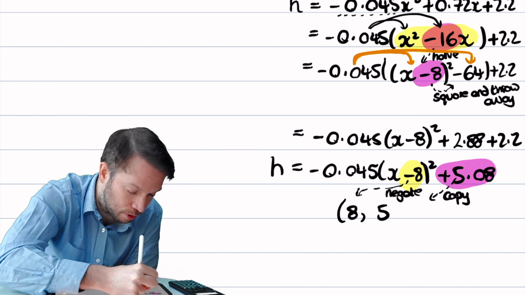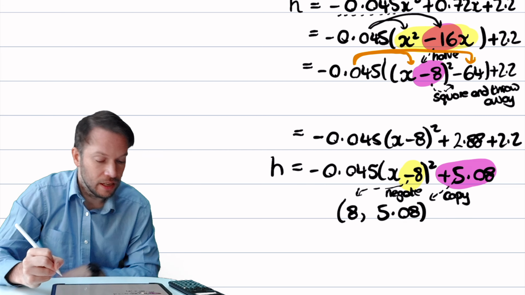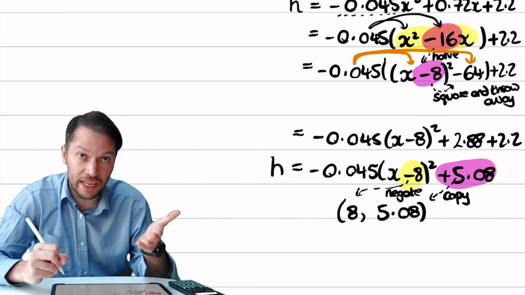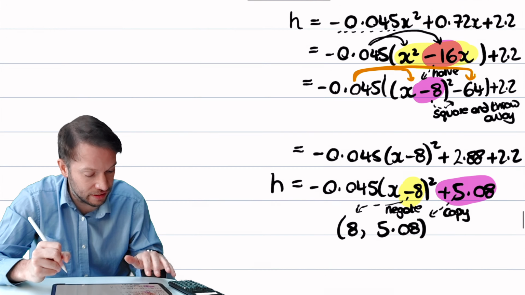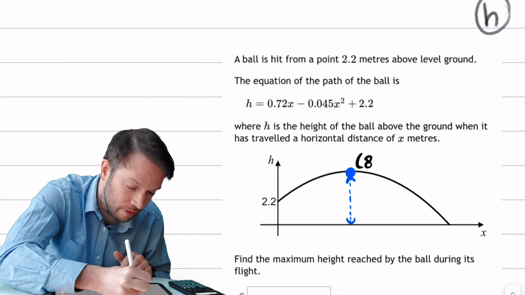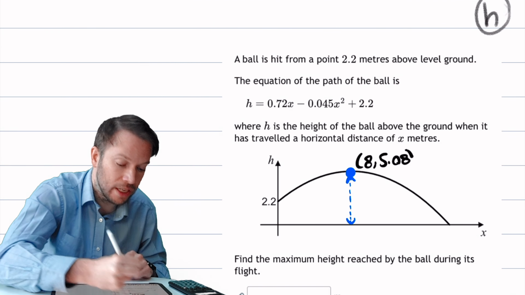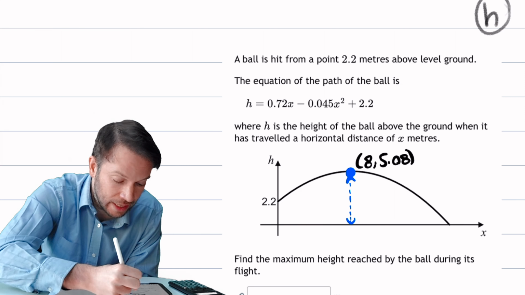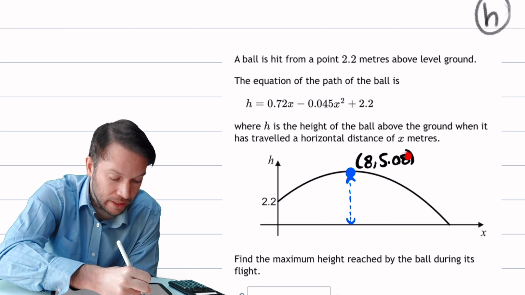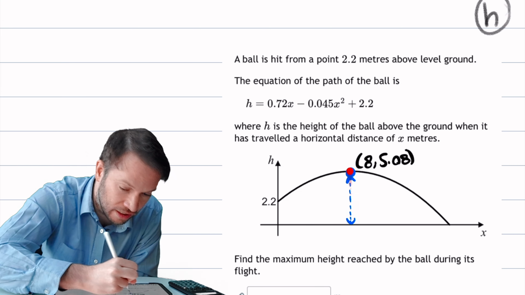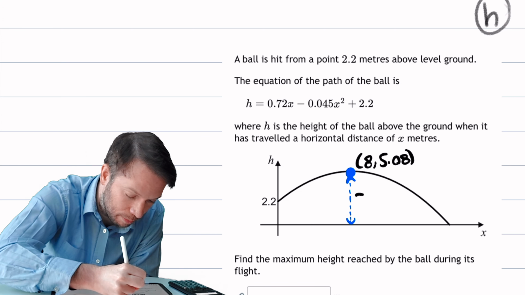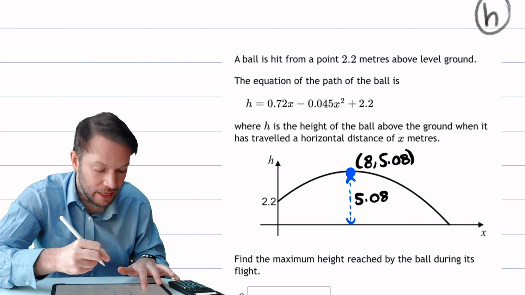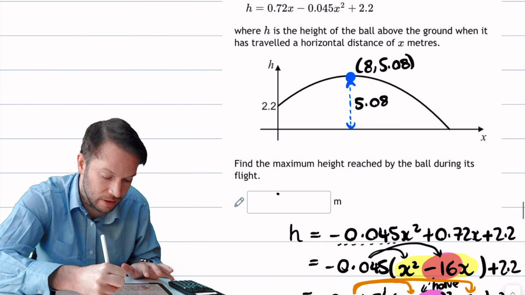So that just stays as positive 5.08. So that means we've now got the turning point, in this case, the maximum point of this quadratic. It's 8, 5.08. And as I said earlier, the maximum height is going to be the y value of this turning point. So we can see that this height is going to be 5.08. And that is the answer. It's 5.08.